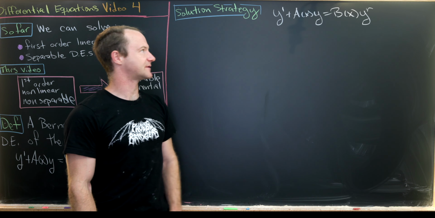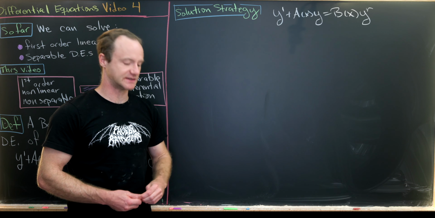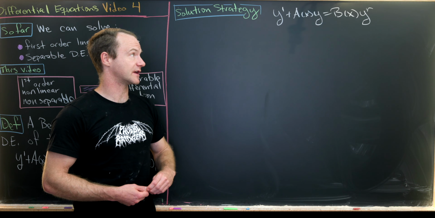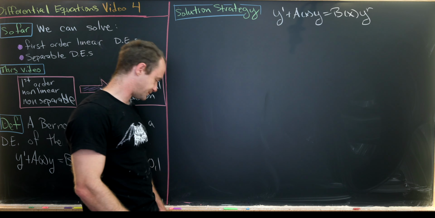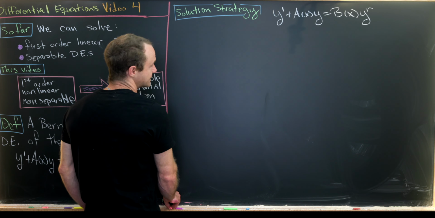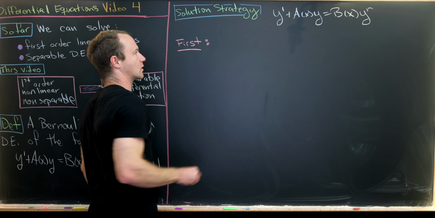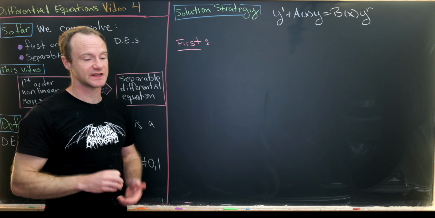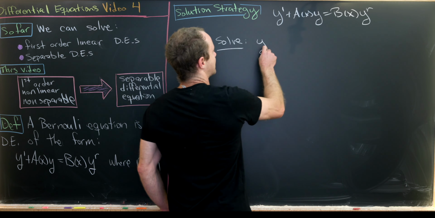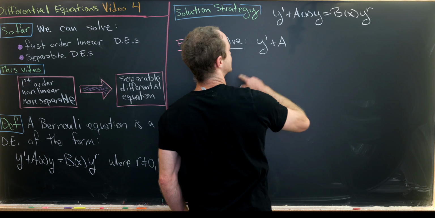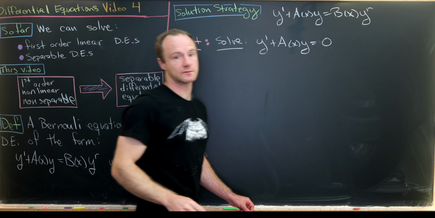So I've copied my differential equation up here. Like I said, we have y prime plus a of x times y equals b of x times y to the r. Again, I'd like to underscore that r is any real number that is not equal to 0 or 1. Okay, now we're going to do something which will become a little bit more standard as we move on with the course, and that is solve the associated homogeneous differential equation. So let's recall that the associated homogeneous differential equation is y prime plus a of x times y equals 0.